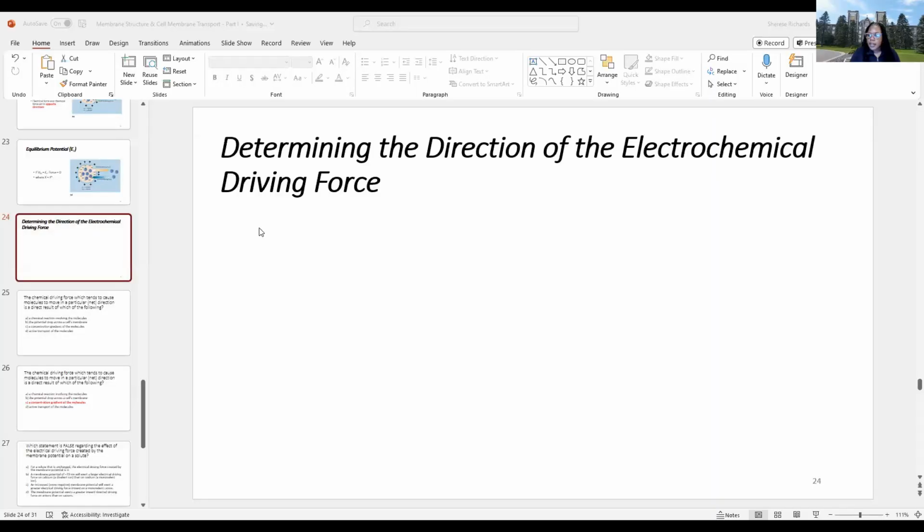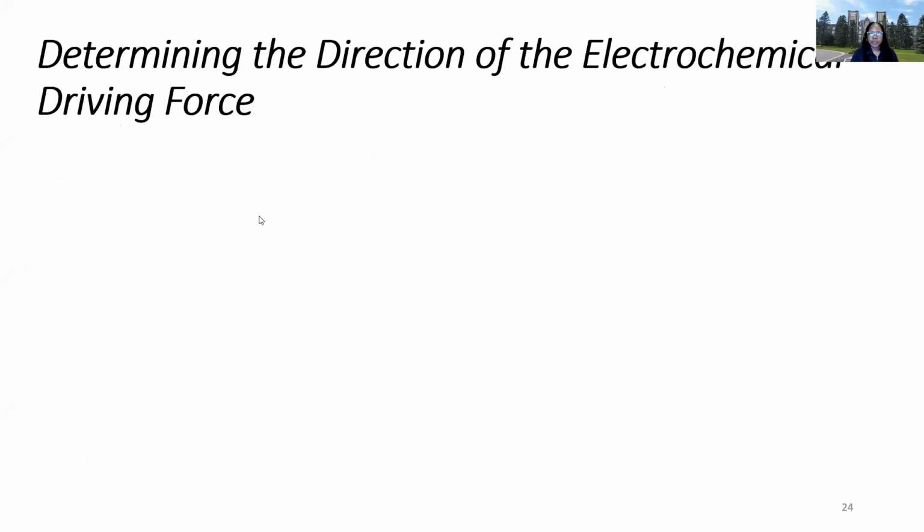Okay, let's illustrate how we determine that force here. So let's walk through an algorithm, right, or a flow chart that will help us determine the direction of the electrochemical driving force. So the first thing we want to do is we want to identify the direction of the chemical and electrical driving forces. So let's put that at the top of our algorithm here.